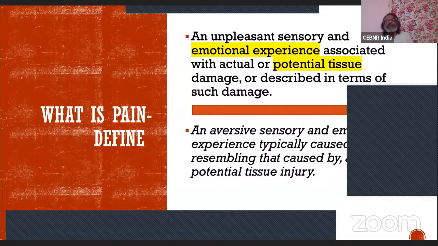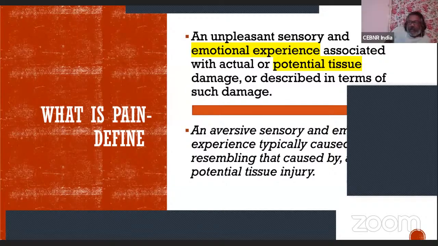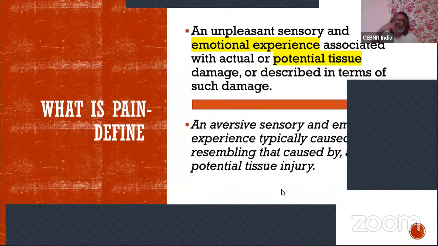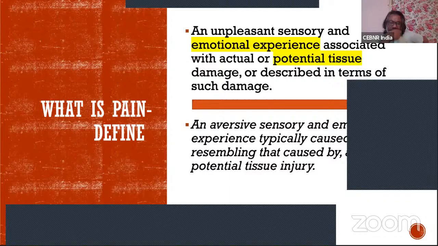Now, the next part is it's an emotional experience, right? So if it is an emotional experience, what parts of the brain have to be activated? Am I clear? If it is an emotional experience, what part of the brain has to be activated? The limbic system is good. What else? What are the areas? Limbic system is one.